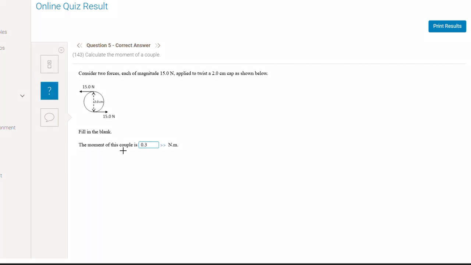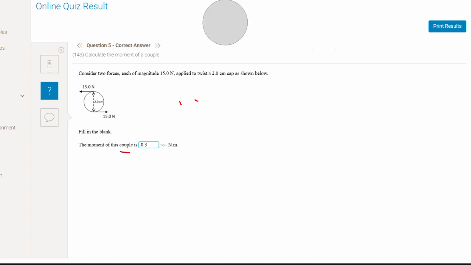So here we have a couple. We want the moment of a couple. Now couples are a special case. So the moment of it is the force of any of the forces. They both act in the same direction. Just a quick note as well: counterclockwise is going to be positive, and clockwise is going to be negative. So this is positive, this is negative, just for information for the next questions.